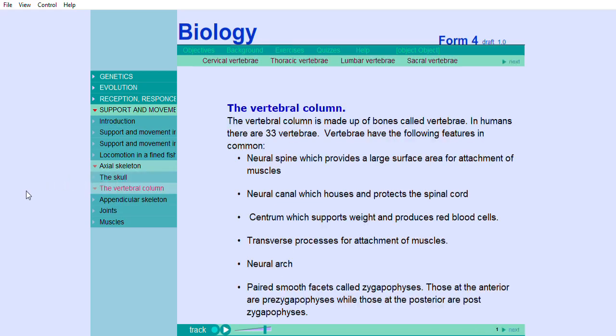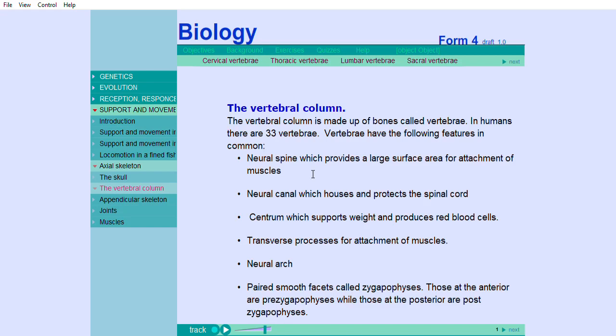The vertebral column. The vertebral column is made up of bones called vertebrae. In humans, there are 33 vertebrae. Vertebrae have the following features in common. Neural spine, which provides a large surface area for attachment of muscles. Neural canal, which houses and protects the spinal cord.